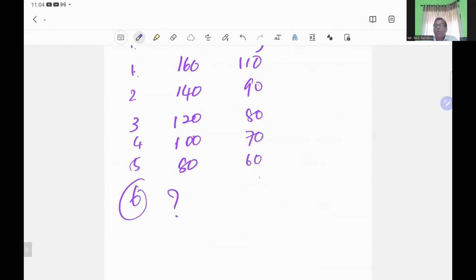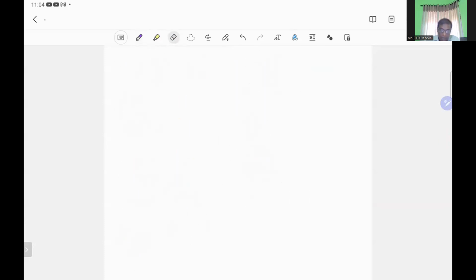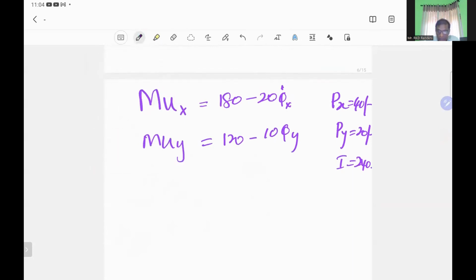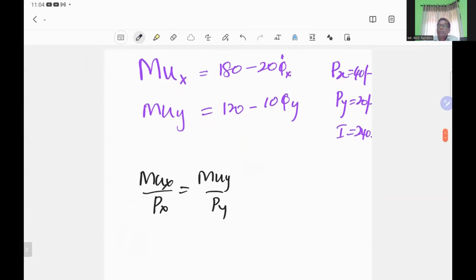Then you have to get more units. That is not the way. Hari, as an equation type, you can solve this problem, right? So this is the way. Now there are two conditions, right? MUx/Px equals MUy/Py. According to this condition, you can write this.